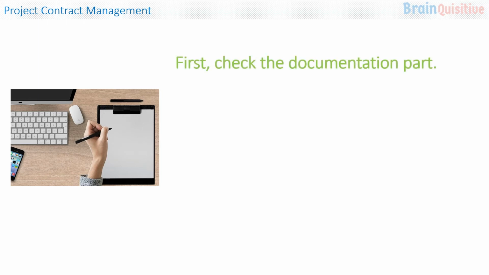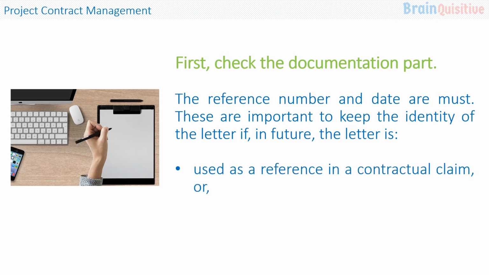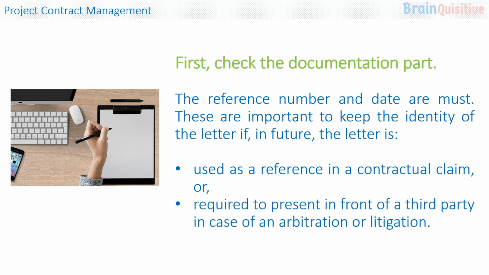First, check the documentation part. The reference number and the date are a must. These are important to keep the identity of the letter if in future the letter is used as a reference in a contractual claim or required to be presented in front of a third party in case of an arbitration or litigation.